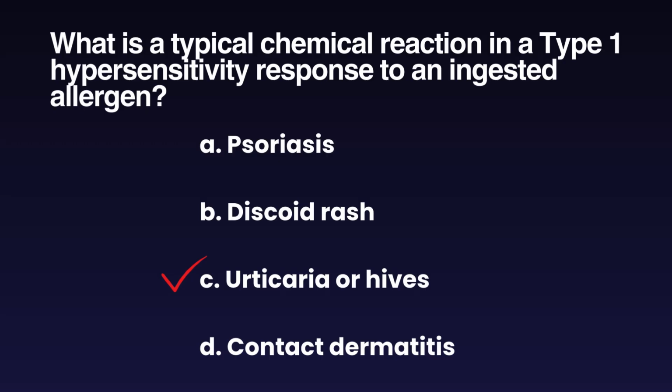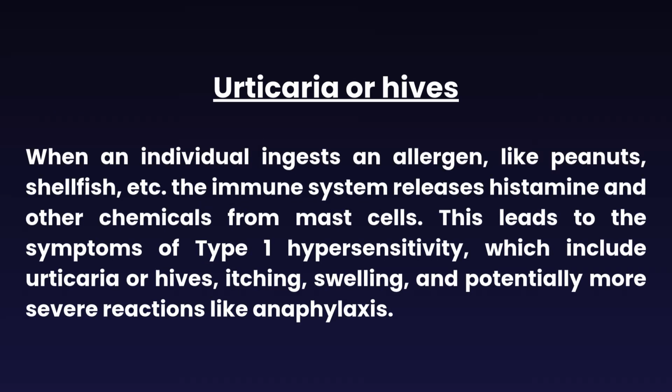Correct answer. C. Urticaria. When an individual ingests an allergen, like peanuts, shellfish, etc., the immune system releases histamine and other chemicals from mast cells. This leads to the symptoms of type 1 hypersensitivity, which include urticaria or hives, itching, swelling, and potentially more severe reactions like anaphylaxis.